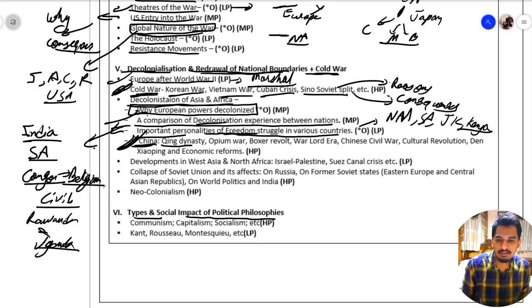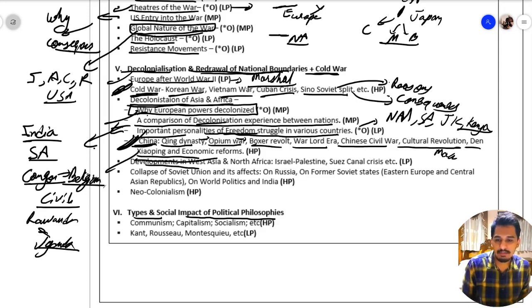So in China, we have the Qing Dynasty. Then there was the Opium War. Then there was the Boxer Rebellion, the Warlord Era. This led to the Chinese Civil War. And then we have the Cultural Revolution by Mao. And at last, we have the economic reforms of Deng Xiaoping. Why did he reform the economy in the first place?